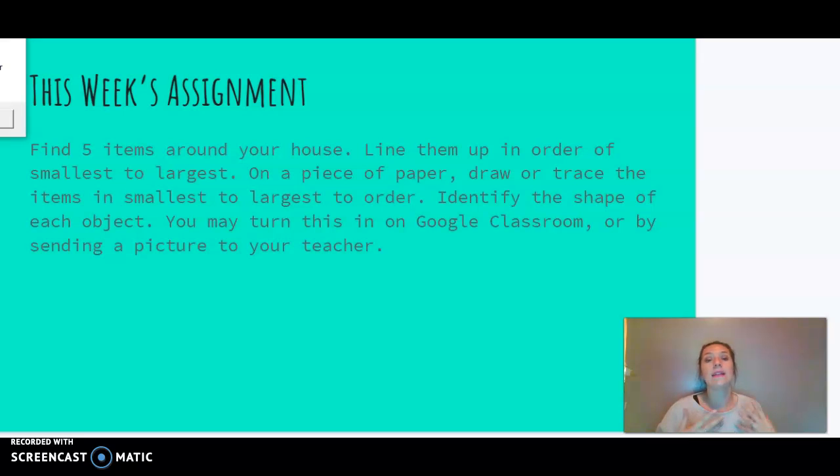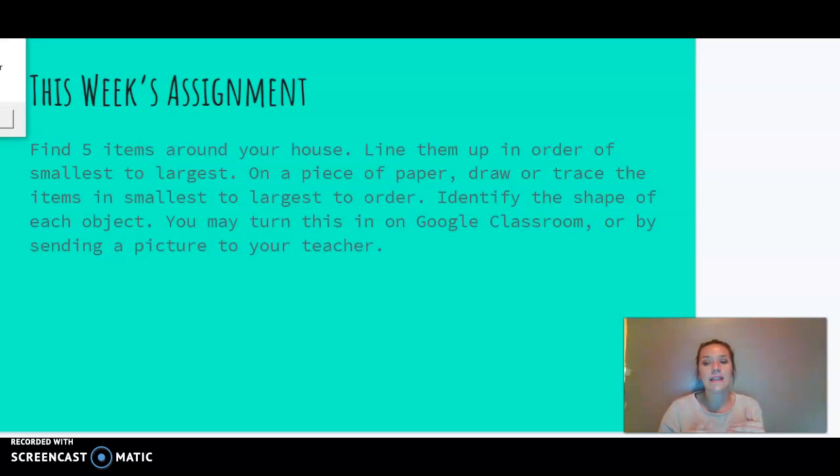And that leads us into this week's assignment. I want you to find 5 items around your house. You're going to line them up in order of smallest to largest. On a piece of paper, you're going to draw or trace those items in that order. So you're going to find 5 things, line them up on paper in order from smallest to largest. And then you're going to trace those items in the smallest to largest order, okay?